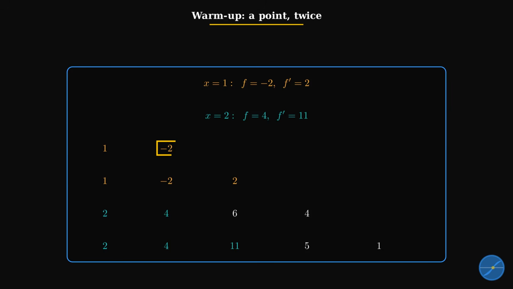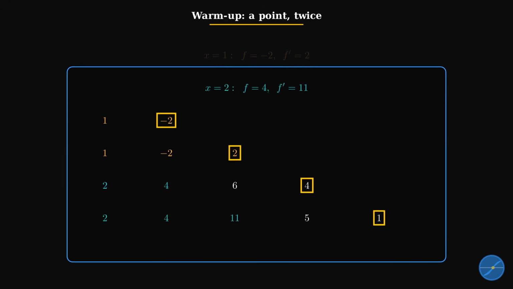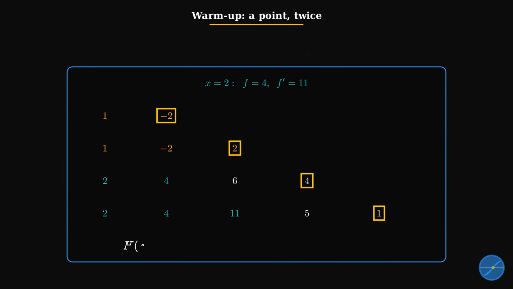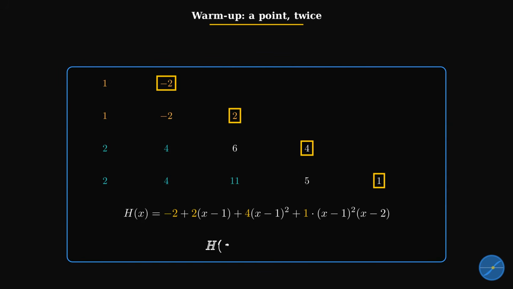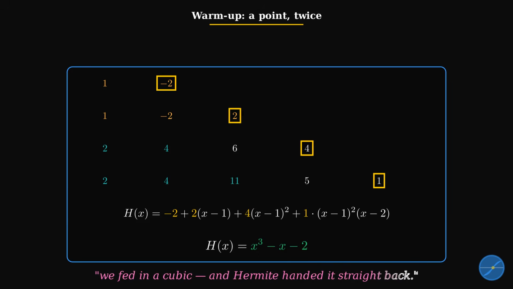Read off the leading diagonal: minus 2, 2, 4, 1. Those are the coefficients. Newton form straight off that diagonal. H of x is minus 2 plus 2 times x minus 1 plus 4 times x minus 1 squared plus x minus 1 squared times x minus 2. Multiply it out and it collapses to x cubed minus x minus 2. We fed in a cubic and Hermite handed it straight back. Hold on to that.